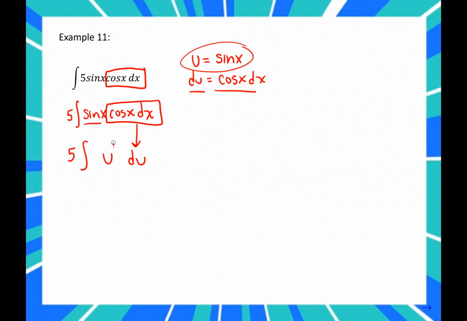You can think of that as u to the first. So when we integrate that, we add 1, we get a 2, we divide by 2, and then don't forget to put that 5 back in. Last step, of course, is going to be to substitute my u back into the equation in terms of x. So this is going to be 5 parentheses sine x squared over 2 plus c.